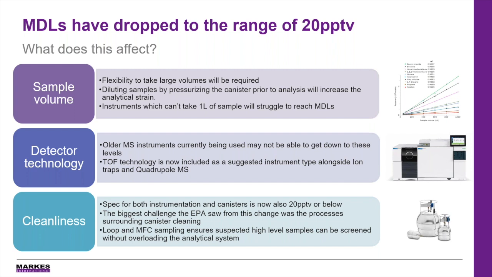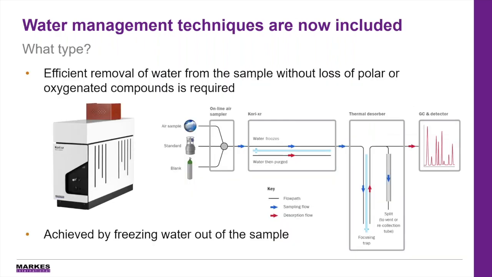So there's things we can do there. In terms of the next thing, which is water management techniques, the requirement and range of compounds for TO15A means that some traditional water management techniques like membrane dryers are not suitable for this analysis. They remove polar compounds and oxygenated compounds from the sample. And what is recommended and used by the EPA is devices like the Cori XR that you can see here.